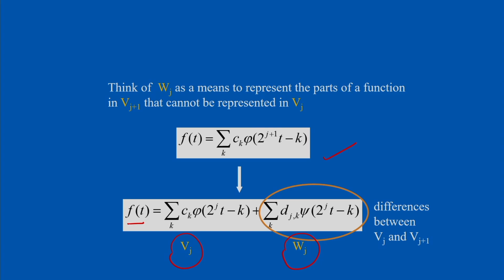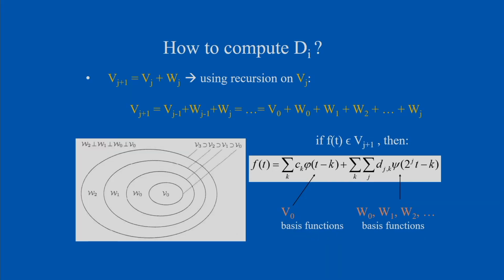So what is this component? The second component is the difference between Vj and Vj plus 1. Here you can see how to represent Vj plus 1. Vj plus 1 is nothing but Vj plus Wj. And recursively I can determine Vj plus 1. So Vj plus 1 is nothing but V naught plus W naught plus W1 plus W2 plus W3 up to Wj I am considering. That means V naught corresponds to the approximate information, and W naught, W1, W2, all these are basically the differences, that is nothing but the detailed information.